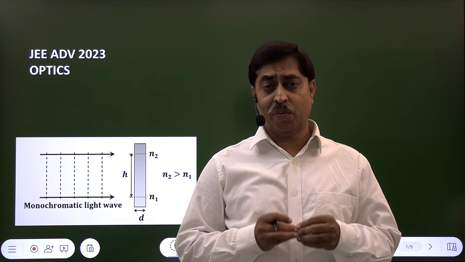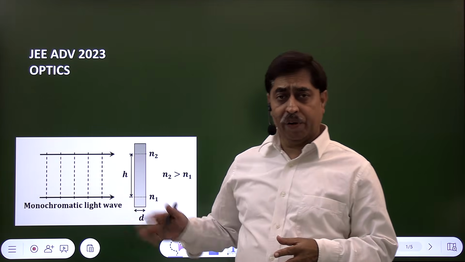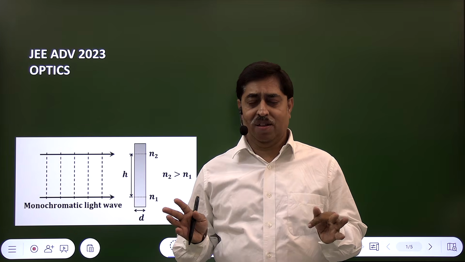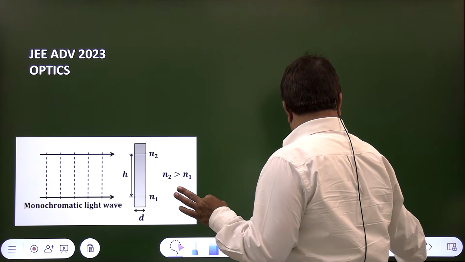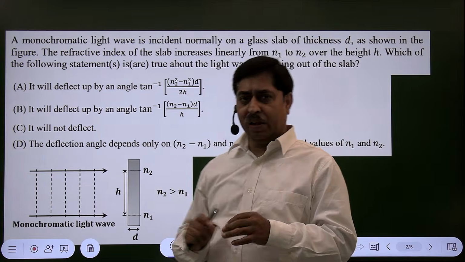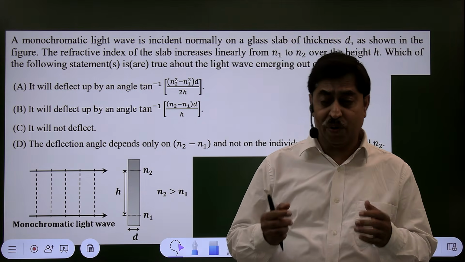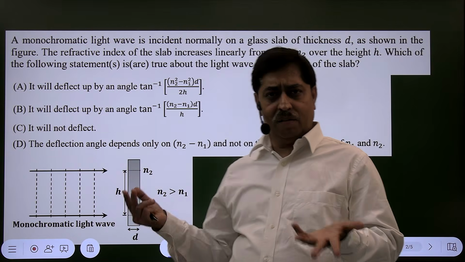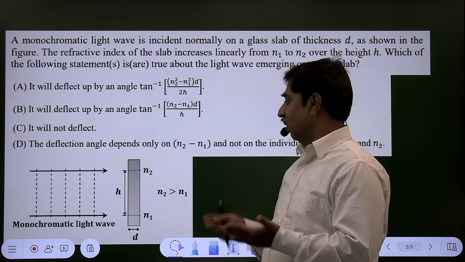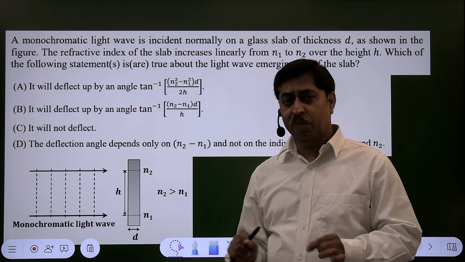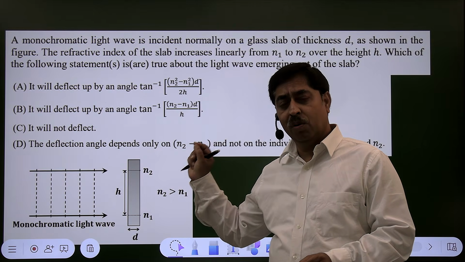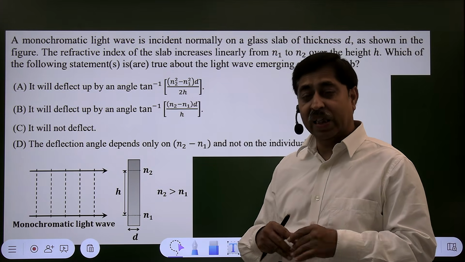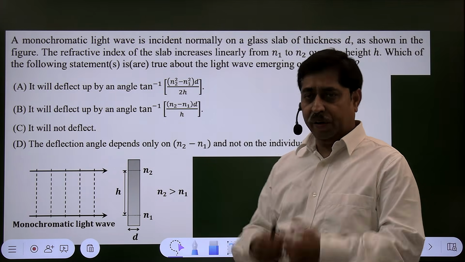JEE Advanced 2023 के फिजिक्स पेपर 2 में वेव ऑप्टिक्स का ये क्वेश्चन थोड़ा डाउटफुल लगता है. We will just look at this question from the point of view of a physics student. Nothing is wrong or right. We all are here to learn only. So let us have a deep look into this question. Looks like it could have been presented in a better way.